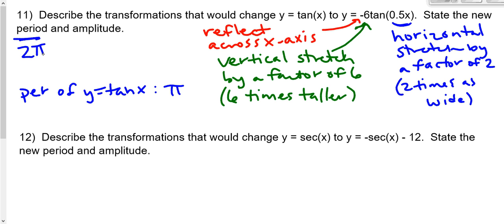What about the amplitude? The amplitude is the distance from the center to the top. And the amplitude for tangent was already undefined. If you multiply that by 6, it's still going to be undefined.